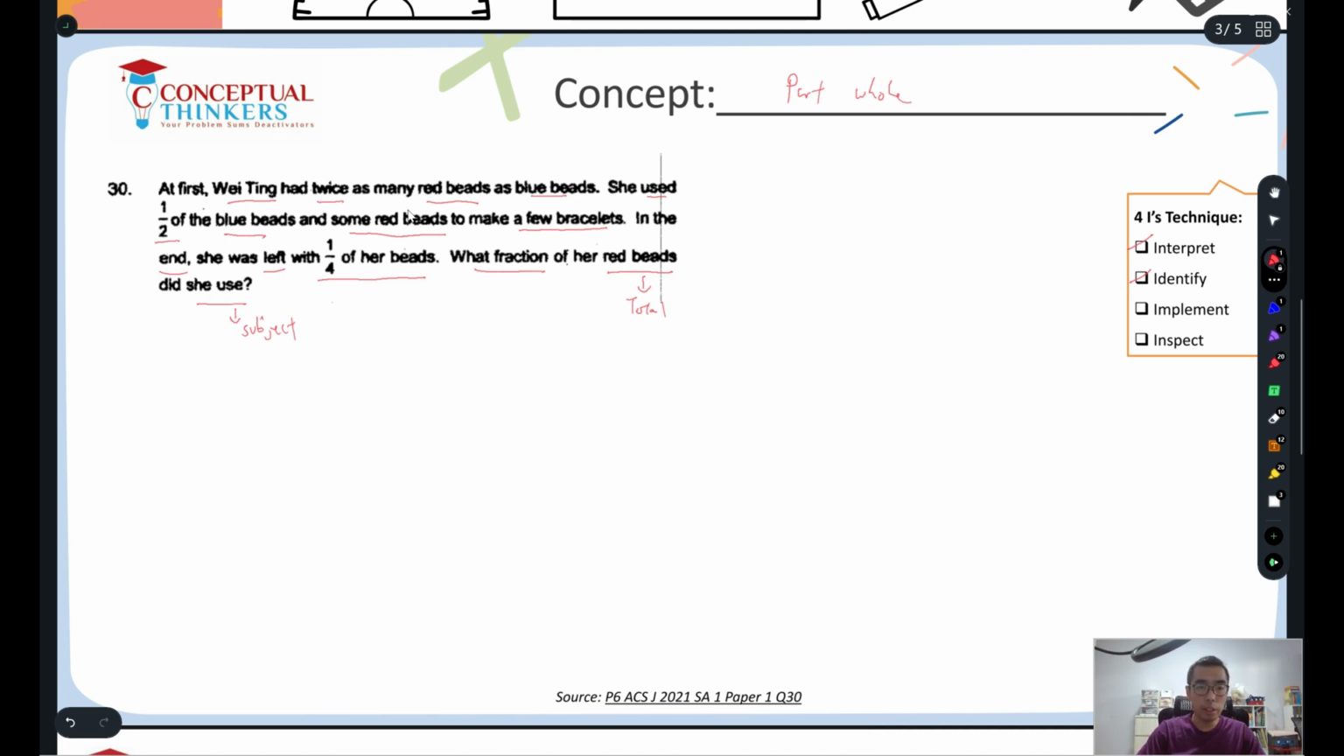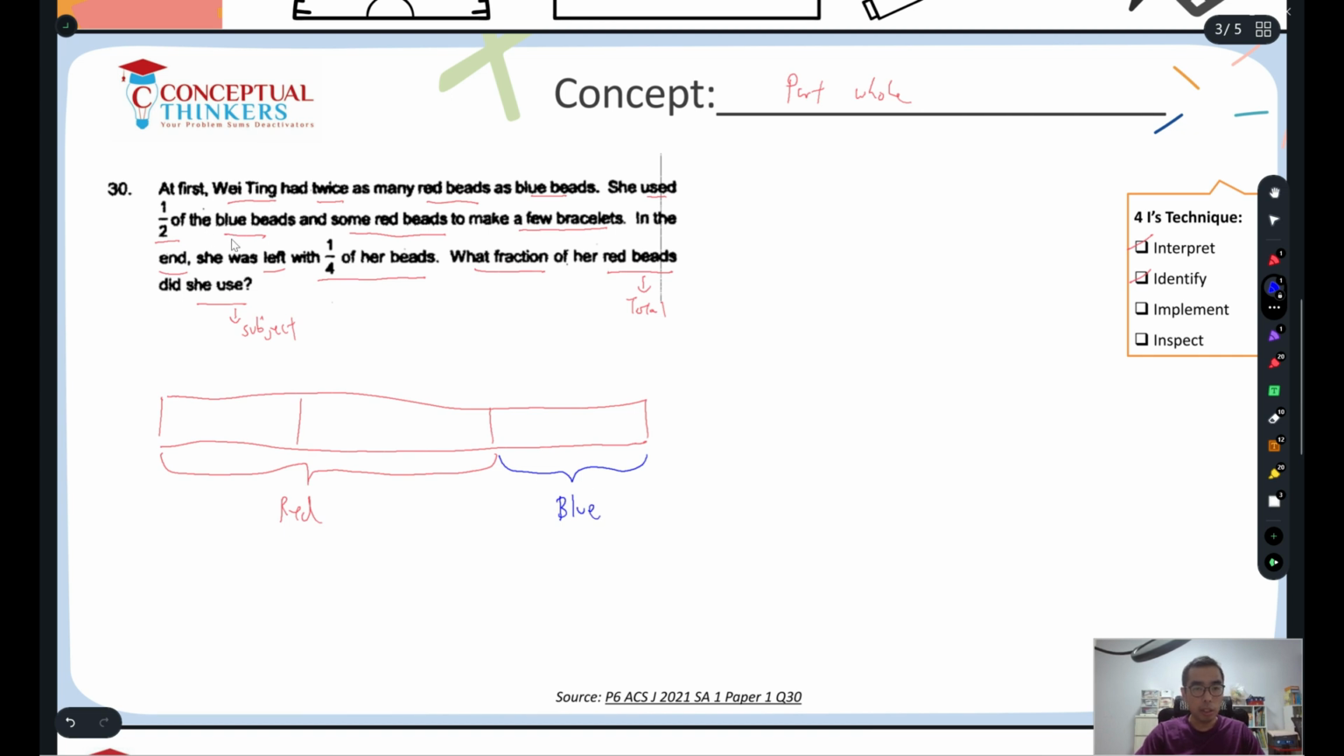Now we know that at first there are twice as many red beads as blue beads, so I'm going to draw the model now. Okay, going to cut this into 3 of them. You'll notice that I didn't use a ruler, so it's a bit crooked, but it doesn't affect the way we solve the question. So 2 of them will be red, so I'll indicate that this is red. I use the blue color to indicate that this is blue.